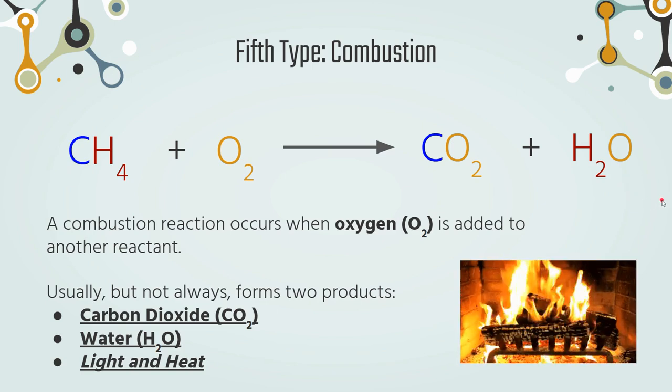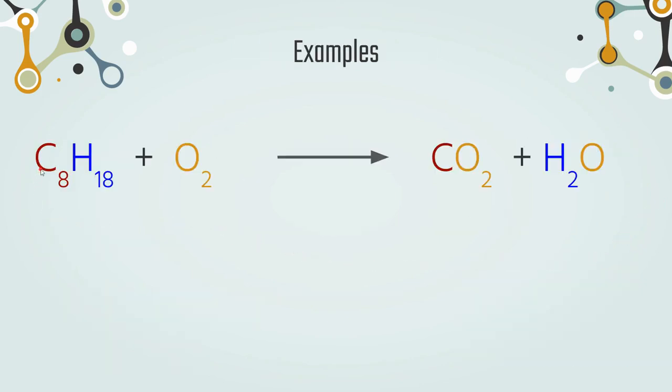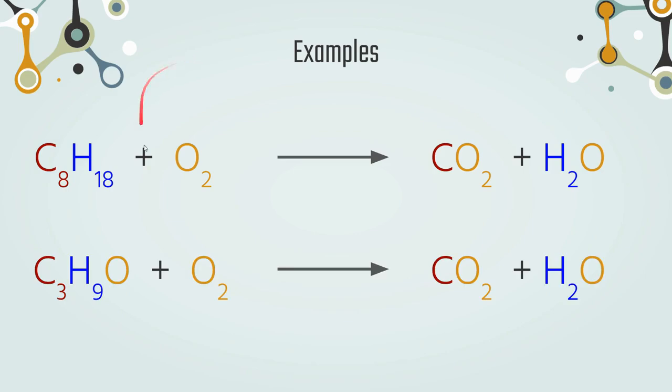Now, combustion reactions. We're going to break this down with 2 typical examples, such as C8H18 combining with O2 to form, again, CO2 and H2O. The clue here, O2 is by itself, and this is octane. This is what you'll see in like a gas combustion engine. We also have C3H8O. This is isopropyl alcohol, combining with, again, O2 by itself to form CO2 and H2O. These are both combustion reactions because O2 is by itself as a reactant.